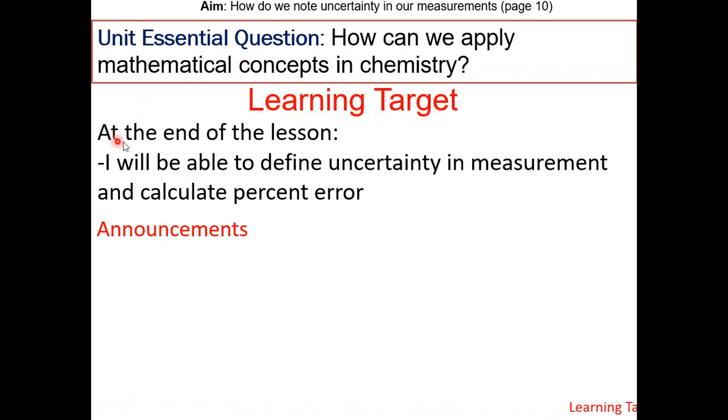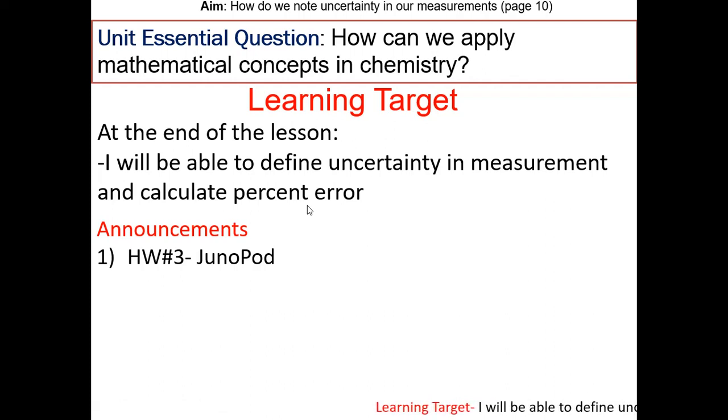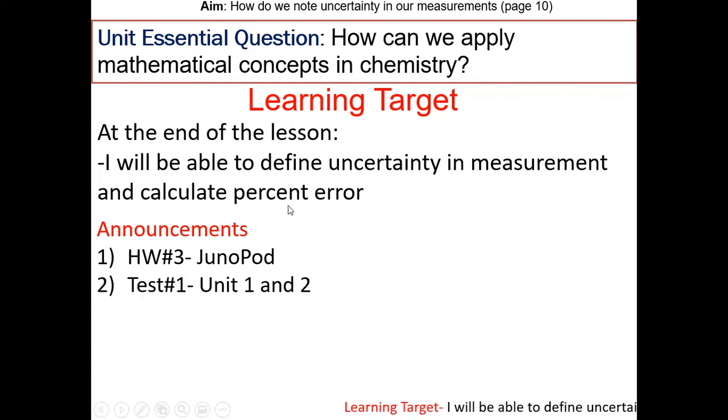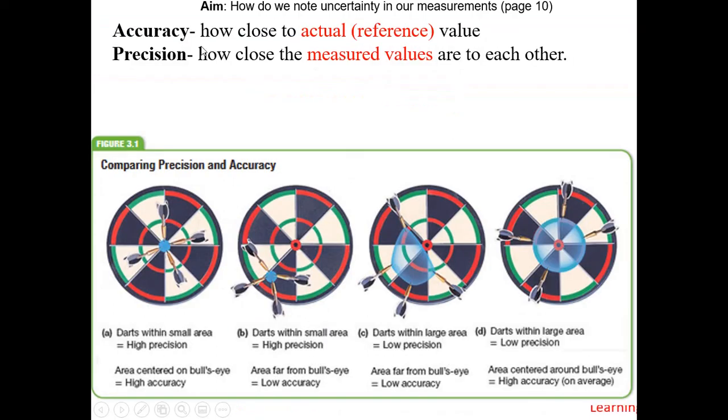Learning target. At the end of the lesson, I will be able to define uncertainty in measurement and calculate the percent error. Announcements. Homework number 3 will be based off of this lesson. It will be a junior part. Keep in mind the first exam will be on Unit 1, which was the matter unit, and Unit 2, which is the measurement unit.